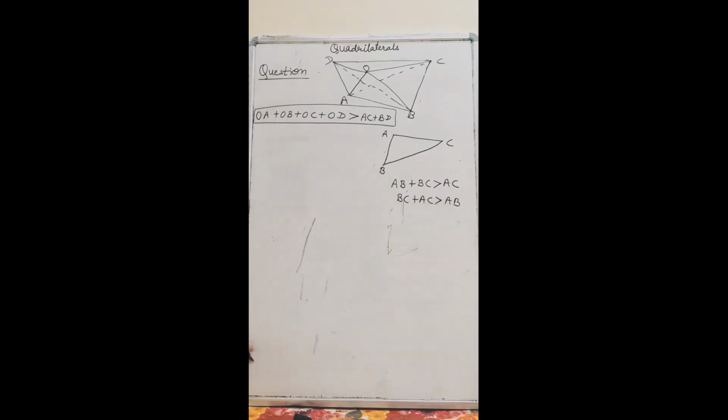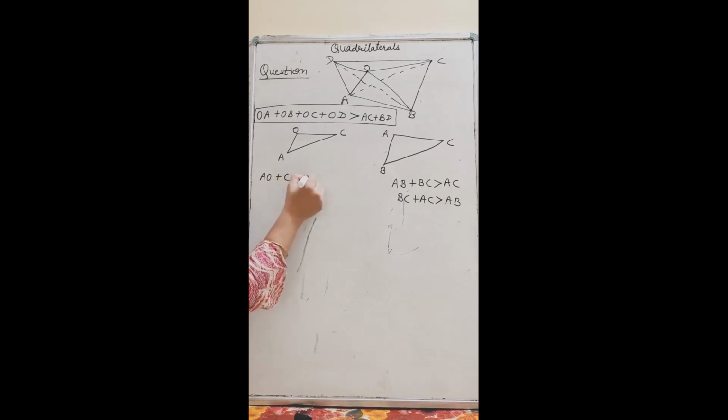The same property I am going to use here for the triangle AOC. Since we have to prove this AC is smaller, these two sides we will take on the left hand side, AO and CO. These are the two sides. So the sum of these two sides is greater than AC, by this property, that the sum of two sides is greater than the third side.